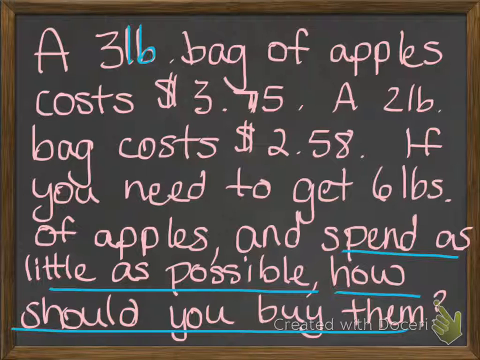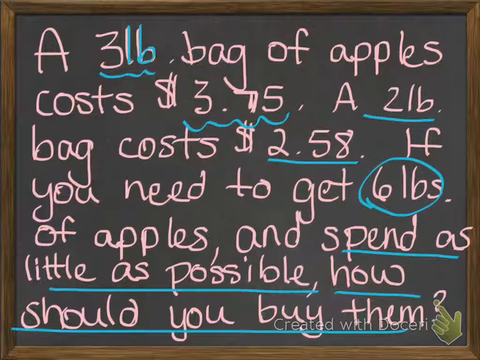We need to talk about the important information. So we know that a 3-pound bag costs $3.75. A 2-pound bag costs $2.58, and you need to get 6 pounds spending as little money as possible. So if you're getting 6 pounds, then that would be either 3 pounds times 2 bags, or are you going to get the 2-pound bag and get 3 bags of those? So you're either doing the 3-pound times 2, or you're doing the 2-pound times 3.